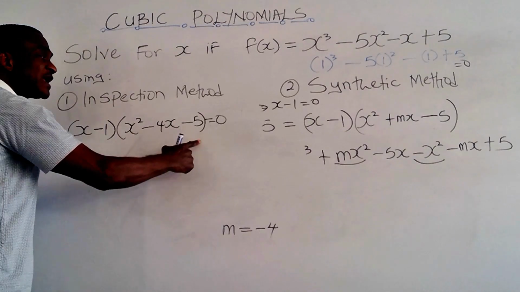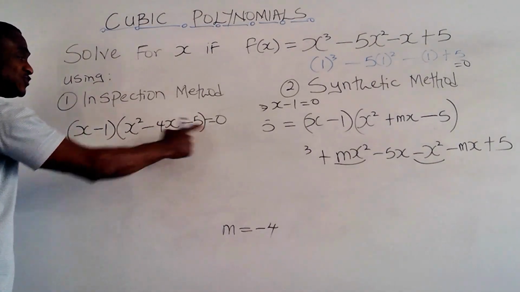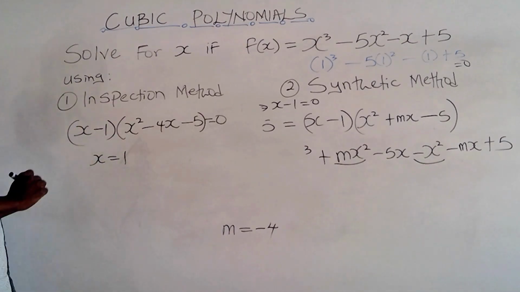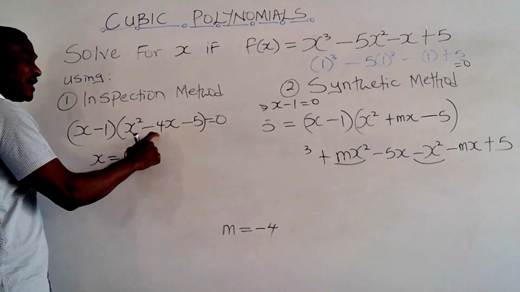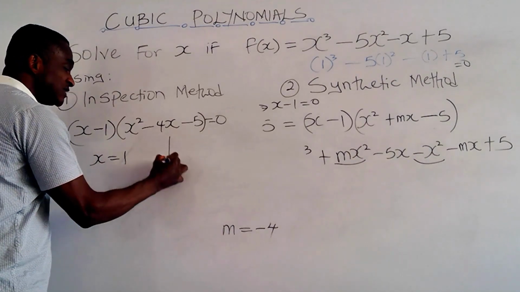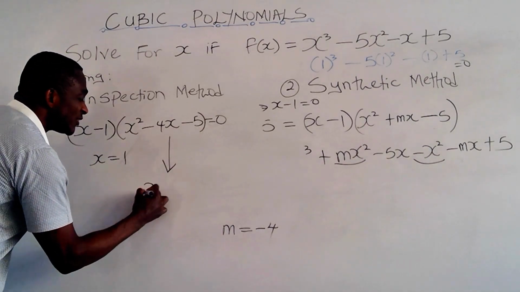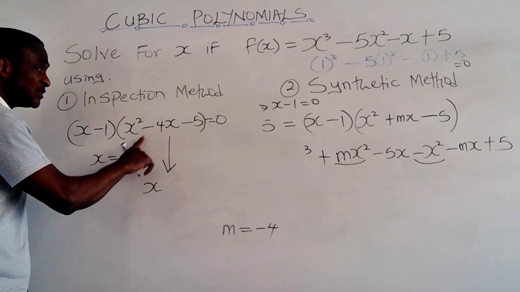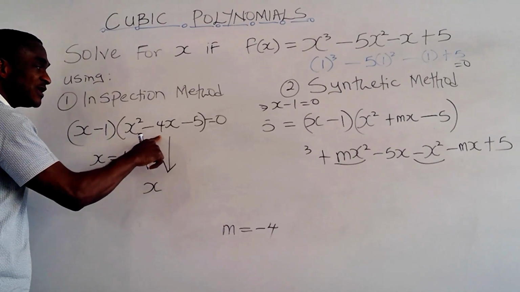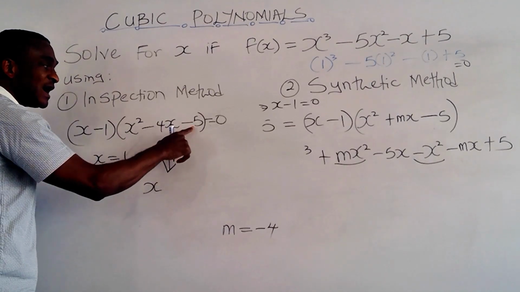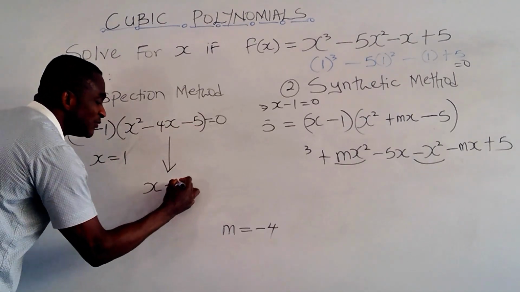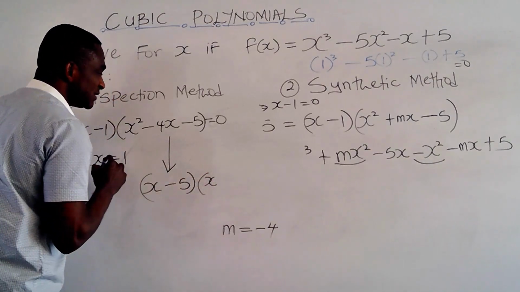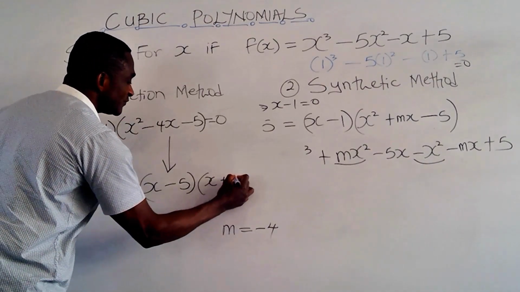Equate individual brackets to 0. So we have x equals 1. From this, we already know. Now we think about factorizing the second one. The second one here, if we factorize that, that's a parabolic function, a quadratic function. The two values that will give us the middle when we add them and give us the last when we multiply them, we have minus 5 and plus 1.